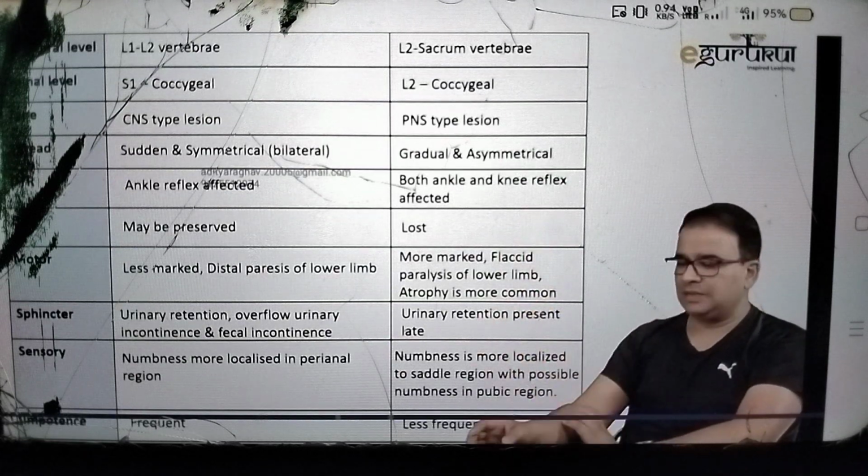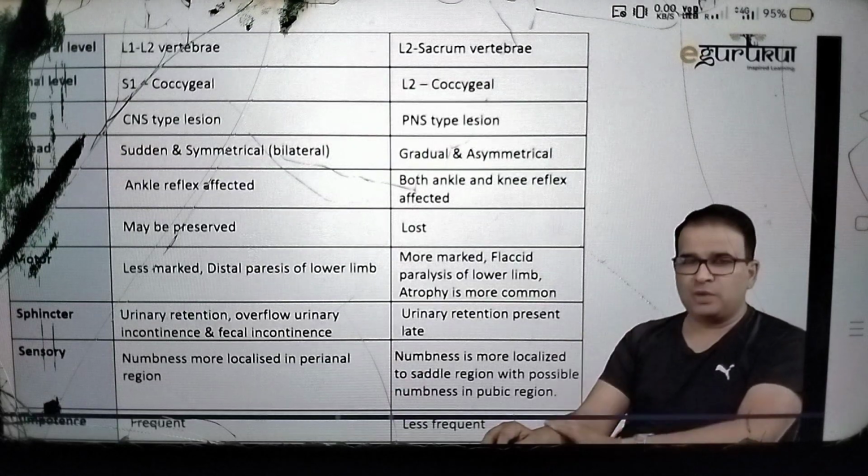So these are some differences between the conus and the cauda equina. I hope you are able to understand and correlate them with the anatomical part.